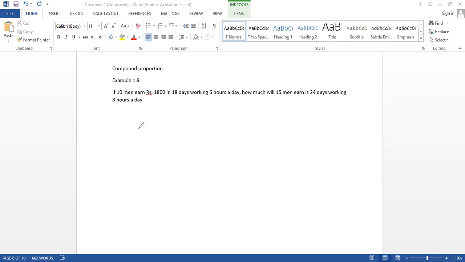So annotation. Now if 10 men, so first we have men, if 10 men earn rupees 1800, so this is their earning, or we can call it cost, whatever you want. So this is 1800 in 18 days. So days are 18, working 6 hours a day. So we even have hours. How much will 15 men, so how much means that we do not know the earning or the cost, in 24 days, working 8 hours a day. So now you can see we have 4 variables instead of just 2 variables.